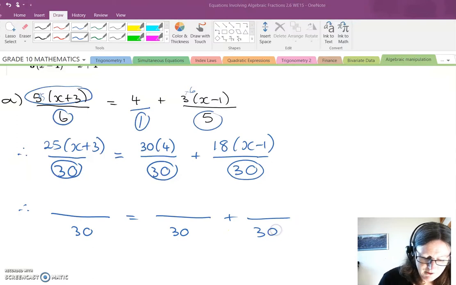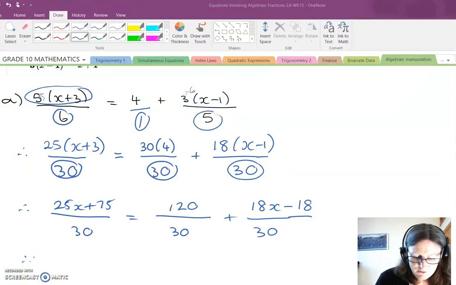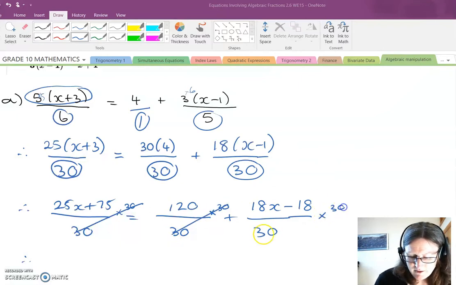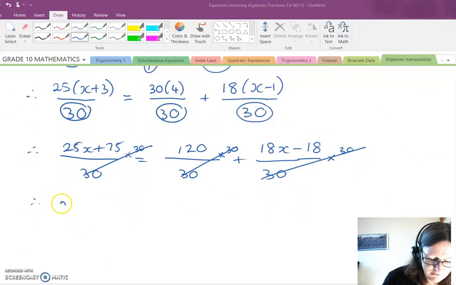So when I expand the brackets over here, I get 25x plus 75 is equal to 120 plus 18x subtract 18. Now, they're all over 30, so look what happens if I times everything by 30. So the left-hand side by 30, and then everything on the right-hand side by 30. Our denominators disappear. Looks much easier, so now this is what we have. It's not written as a fraction.